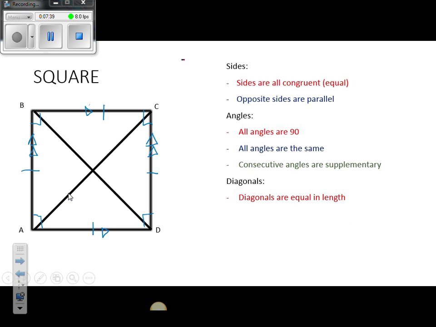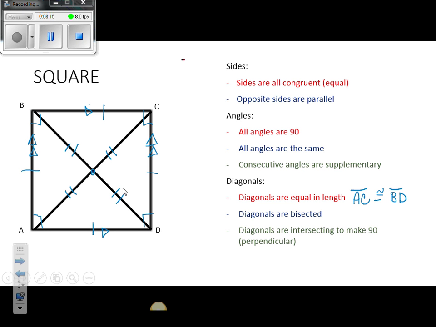The diagonals are equal in length. Okay, so we know that AC is congruent to BD. And because we know that, and notice that it's not like a rhombus here, it's like a square, or like the rectangle, and it's sitting not slanted, and they are equal in length, that point E will bisect them all equally. So all these parts will be equal.